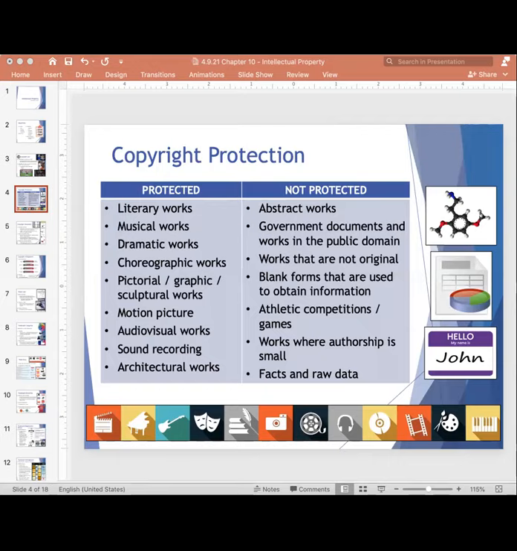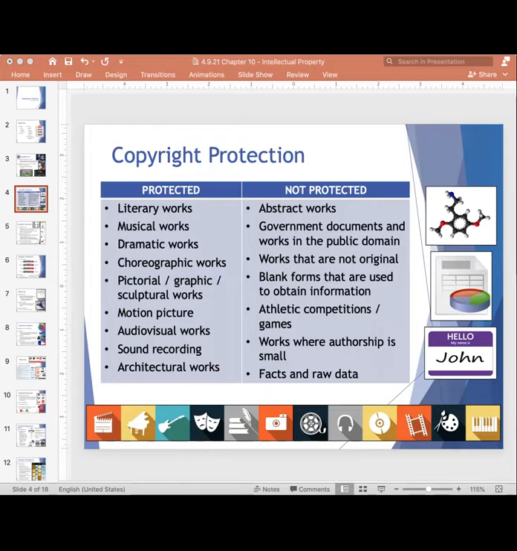Now, specifically the categories of works that don't receive copyright protection, you can see on this screen. So it will include any type of government document or work in the public domain. So these are works where copyright really isn't requested because it's a work that's in the public domain and therefore available to the public to use. Works that are not original obviously do not meet that fundamental criteria for copyright protection.